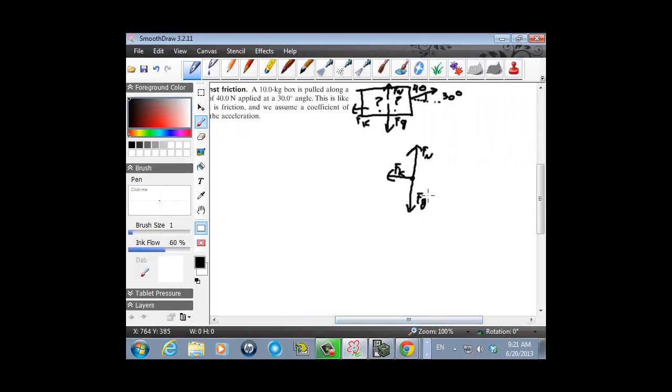Isn't it bothering you that the vector's not broken up into components? Well, let's do something about that. We want to break that vector up into components, so we'll do that right now.